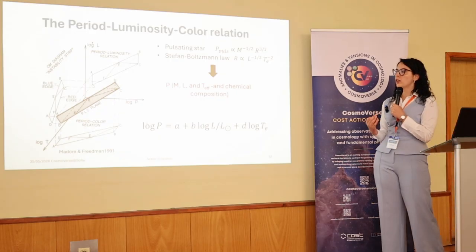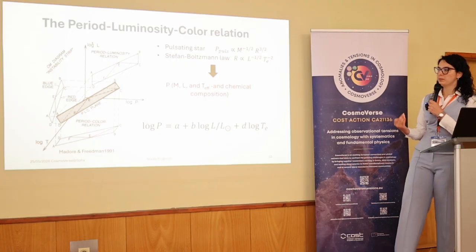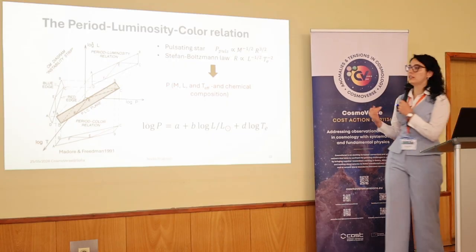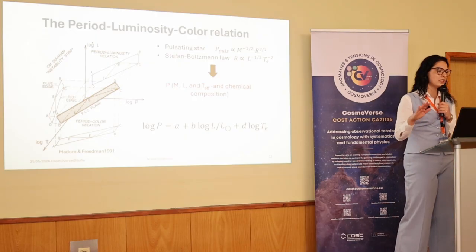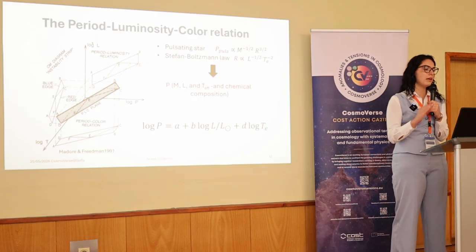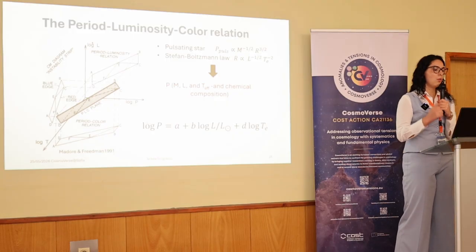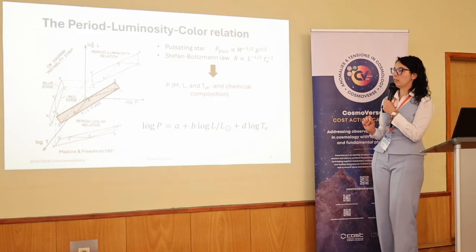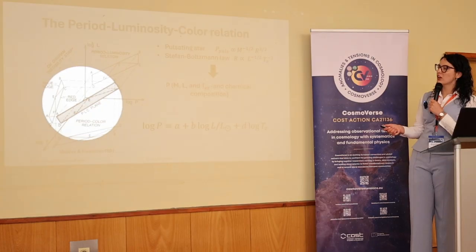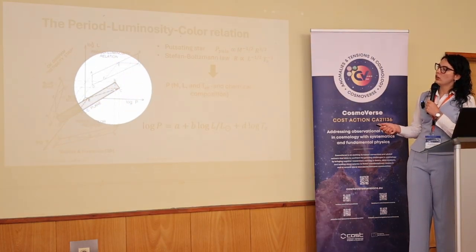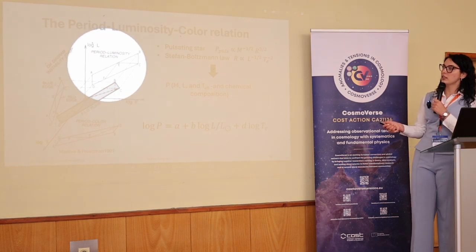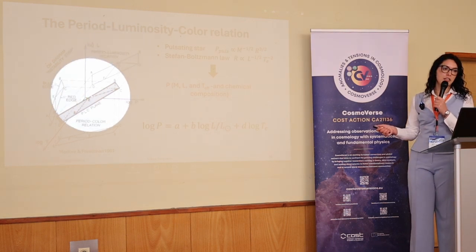And this is the period luminosity color plane. Indeed, here on the 3D projection, we can see all the physics that we need to know about pulsating stars. Why? Because, as you can see here, the projection of the period luminosity color plane on the plane only of period and luminosity is the period luminosity relation.